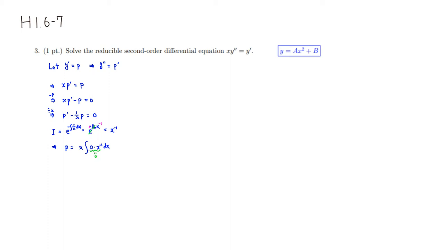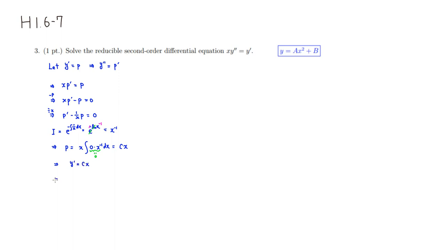So the antiderivative of 0 is a constant. So you're going to have x times c. So I'm going to write it as cx, right? But remember that p is originally y prime. So we know that y prime is cx.